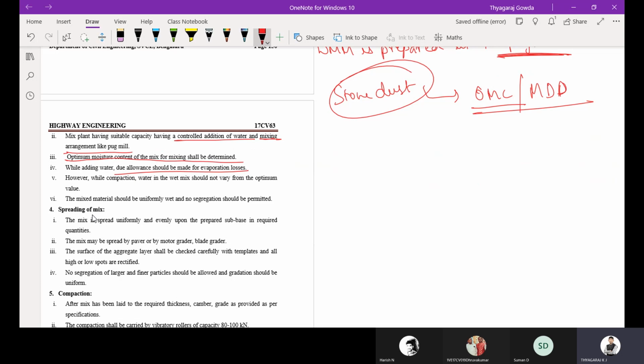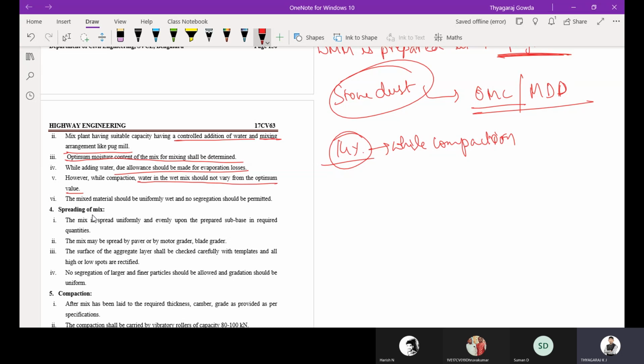However, while compacting, the water in the wet mix should not vary from the optimum. For example, if we have considered the optimum value as 14%, while compaction it should be maintained at 14%. If the water content is not at 14%, you are going to add water and make the wet mix achieve OMC.